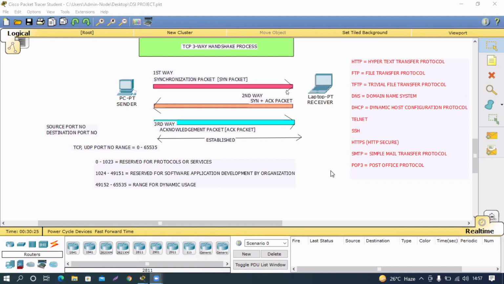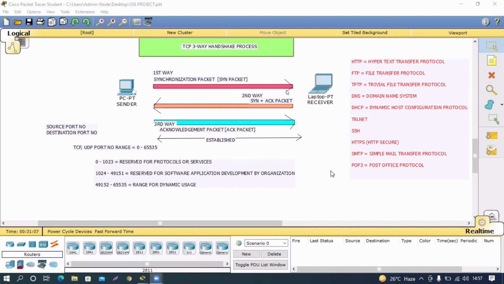This is what you are having. Port number 20 and 21 used for what? FTP, file transfer protocol. It uses TCP. Then port number 22 used for what? TCP and UDP both. Secure Shell. Then port number 23 used for Telnet. TCP. And you are having port number 25, right? Simple Mail Transfer Protocol, SMTP, like that.